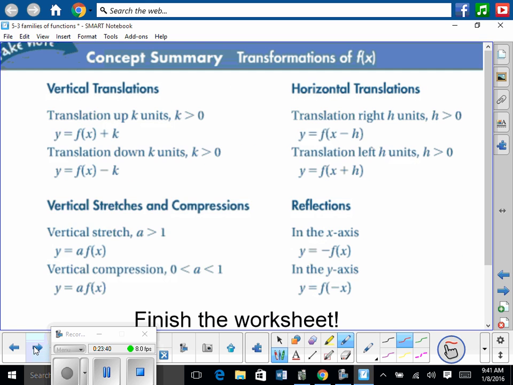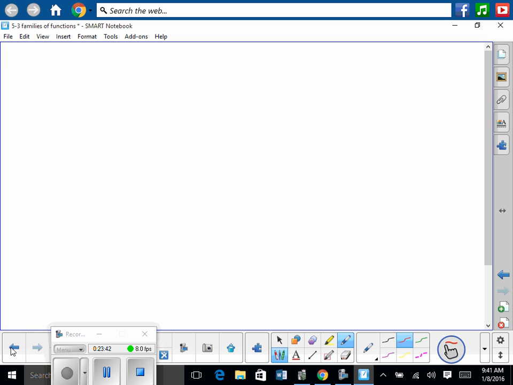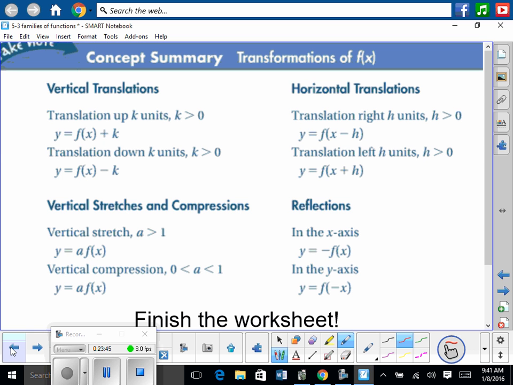Okay, so now finish the back page. So really, these are all the rules if you want them, if you want to take a picture of it. These are all the rules for transformations.